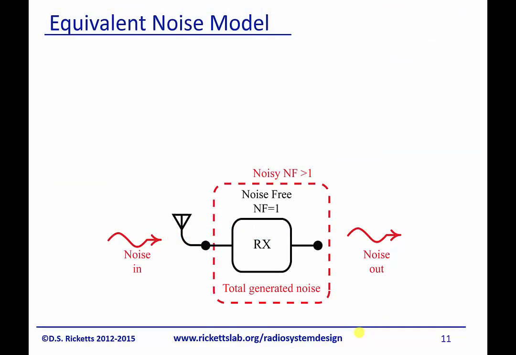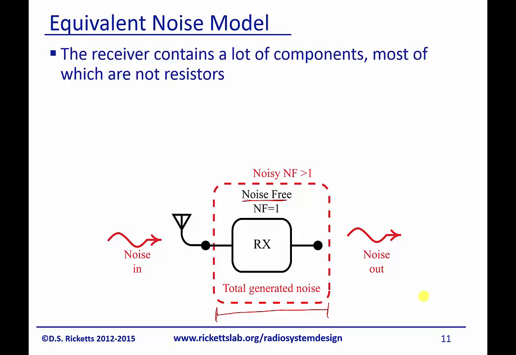Now, I want to talk a little bit about an equivalent noise model, because I've talked now about how we can have thermal noise, how we calculate the total noise as kTB, and we want to talk now about an equivalent noise model. And the idea here is we've got some noisy receiver. And what I'd like to do is treat the receiver as noise-free and then somehow compensate for the fact that it actually isn't with some simple model.